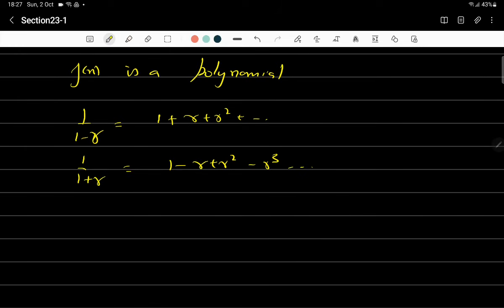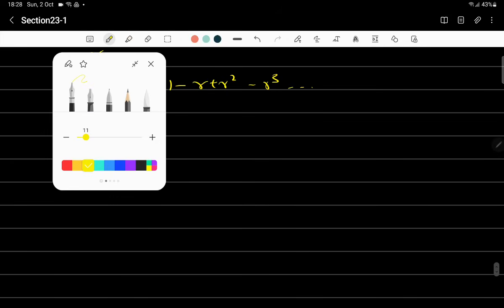You can ask one question: if, let's say, I have 1 by 1 minus d and I use the geometric series, then you can discuss the convergence because you assume that mod r is less than 1. But here we do not discuss the convergence because our polynomial is of finite order. So that's why we are not worried about the convergence. Now let's see some questions based on this technique.